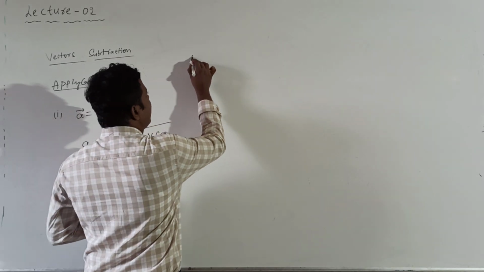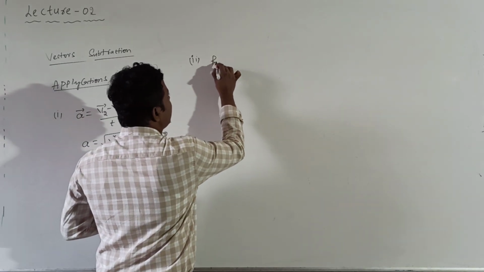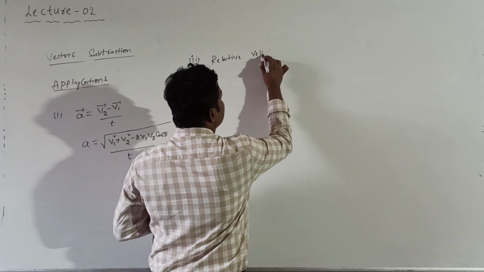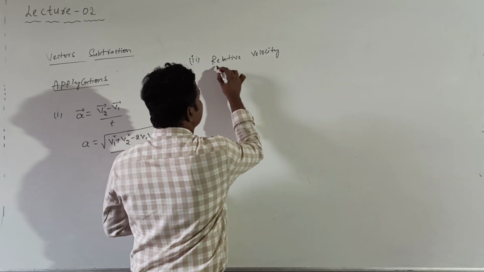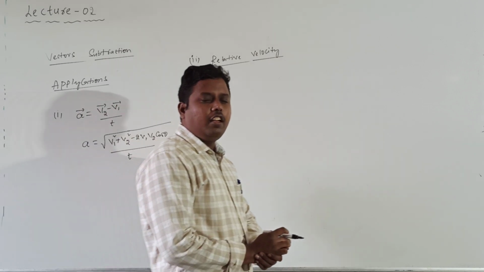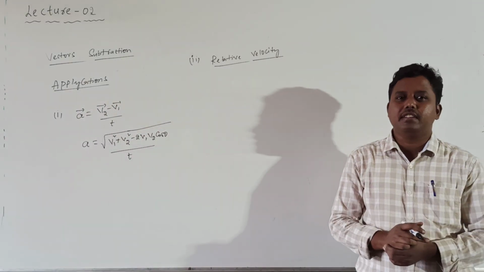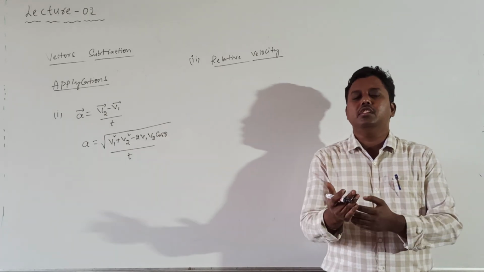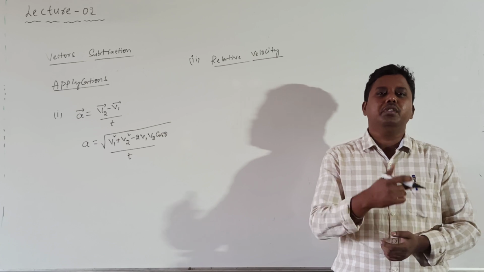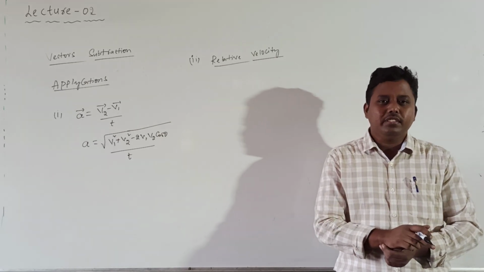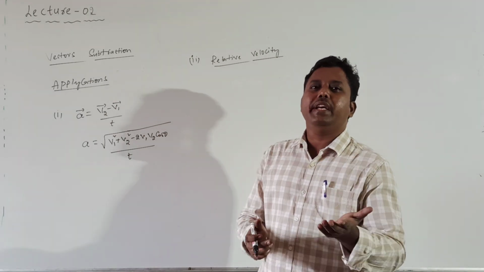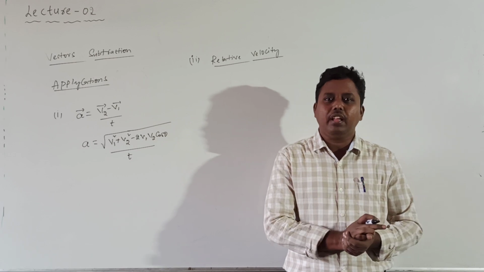The second application is for the calculation of relative velocity. This is a very important topic for us. What is relative velocity? Relative velocity means when two bodies are moving, maybe one body is moving slowly and one body is moving fast. To know how much faster one body is moving than the second one, or how much slower one body is going than the second one, we can calculate the relative velocity. Relative velocity means the velocity of one body with respect to another body.